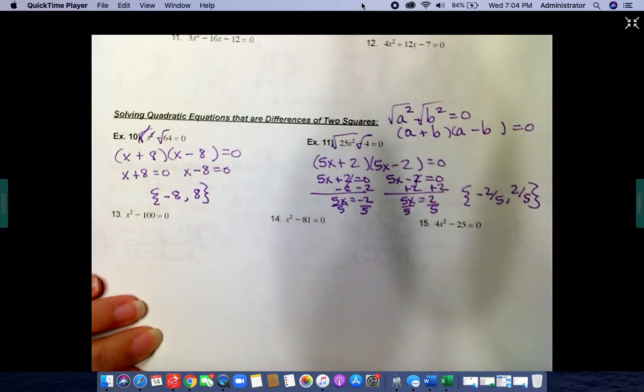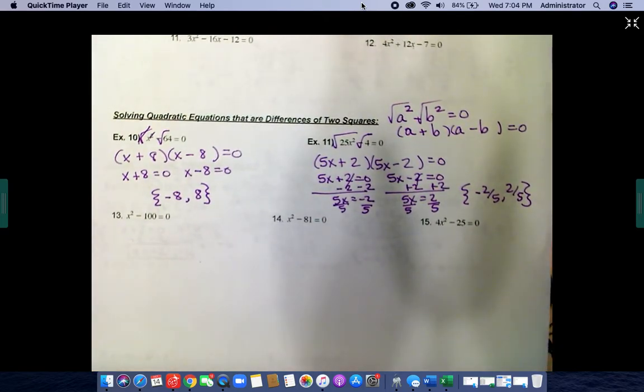So now that you have that work, please go ahead and complete 13 through 15, joining us on Zoom if you need any help. Good luck.